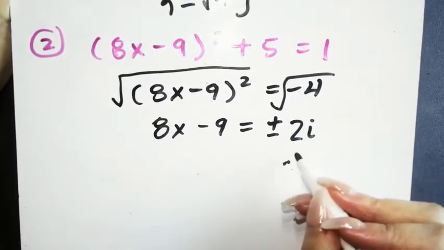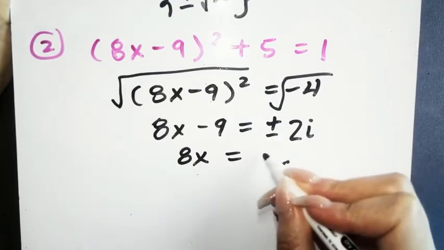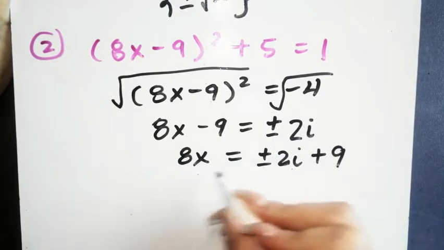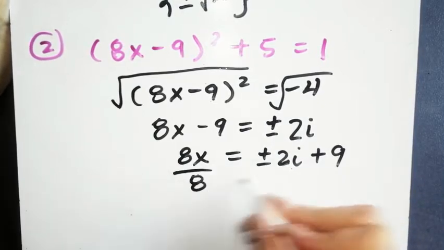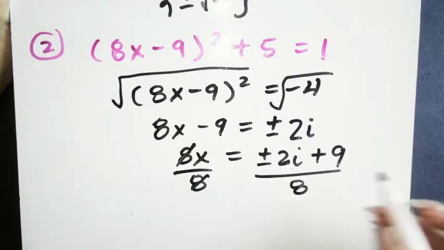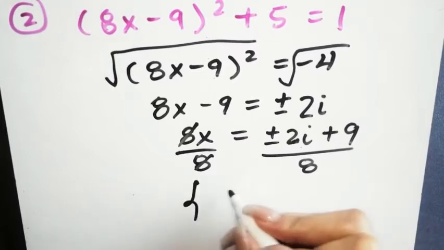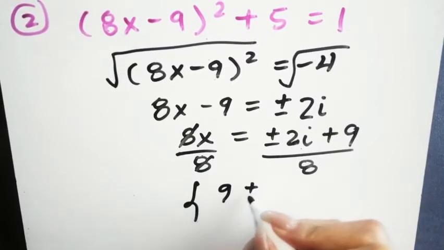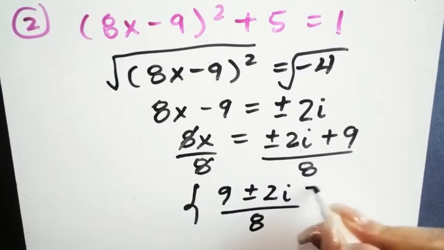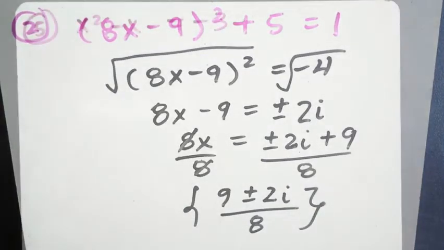With this being said, the next step is you pass the 9 to the other side, so you have 8x is going to be equal to plus or minus 2i plus 9, and after that you are going to divide by 8 on both sides. Okay, so you cancel, and your answer is going to be, and I'm going to write it in standard form, this. Okay, and that's it for the square root property.